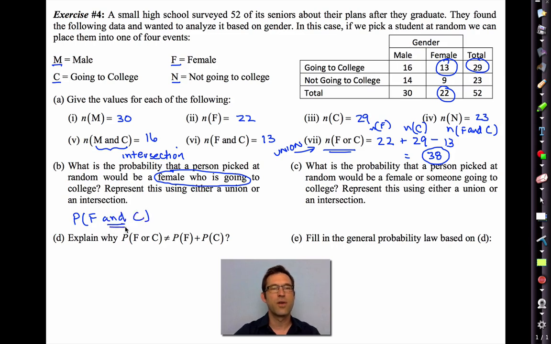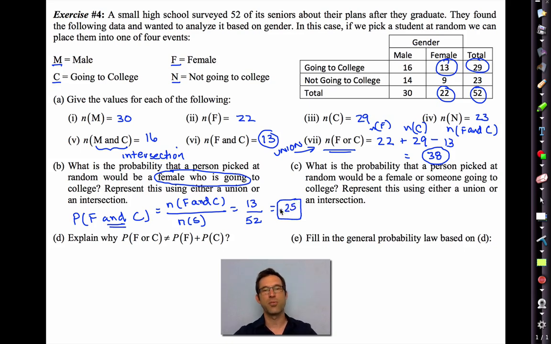This word and is very, very important because that's now going to be the number of females and college, that intersection, divided by the number in our sample space. Well, the number of females that are going to college is 13, and the number in our sample space is 52. So we get 13 over 52, or 0.25. Oftentimes, probabilities are expressed as decimals accurate to 2 decimal places, although 13 divided by 52 is exactly 0.25.